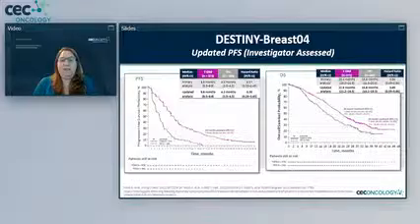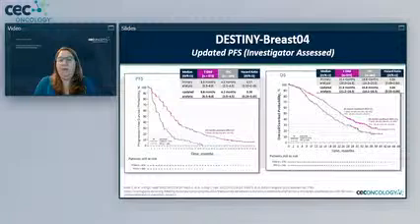So again, you can see that these curves, especially with the progression-free survival, did differentiate very quickly and stayed very far apart. And the same here, you can see that the patients did do a little bit better when they were receiving the trastuzumab DXd.